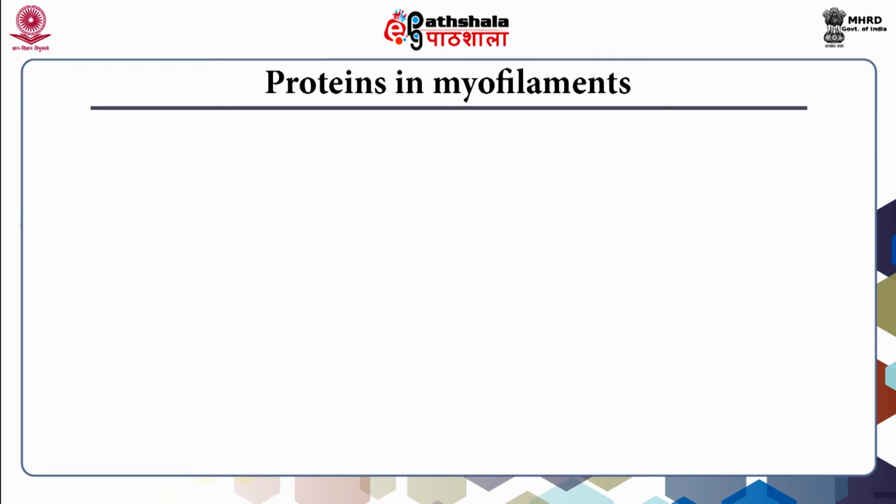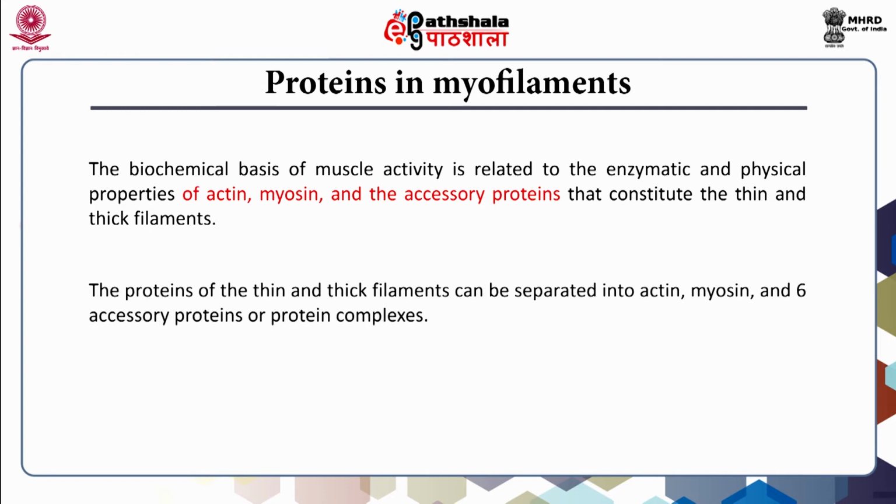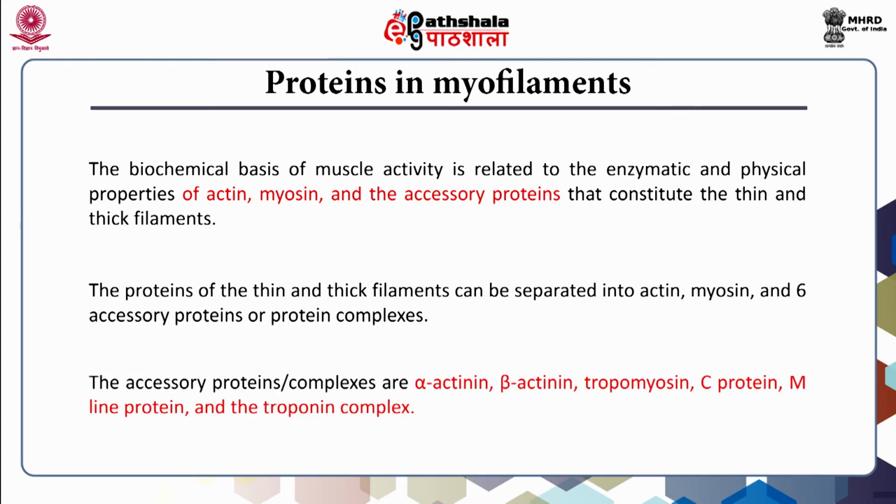Let us see what are all the proteins which are present in myofilaments. The biochemical basis of muscle activity is related to the enzymatic and physical properties of actin, myosin and accessory proteins that constitute the thin and thick filaments. The proteins of the thick and thin filaments can be separated into actin, myosin and 6 accessory proteins or protein complexes. The accessory proteins or protein complexes are alpha actinin, beta actinin, tropomyosin, C protein, M line protein and the troponin complex.